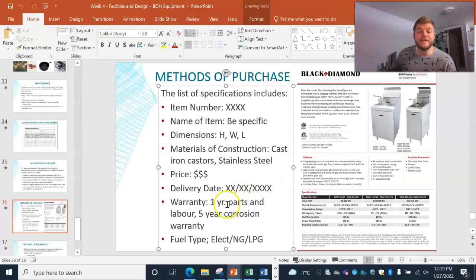Delivery date, warranty. So is it 1-year parts and labor, 5-year corrosion, what kind of fuel type it's also using, and how much. So BTUs is shown here, so how much heat's being used, the overall temperature range, oil capacity, how much it weighs. All of these things should have a place in your decision-making process of what kind of equipment you're going to buy.